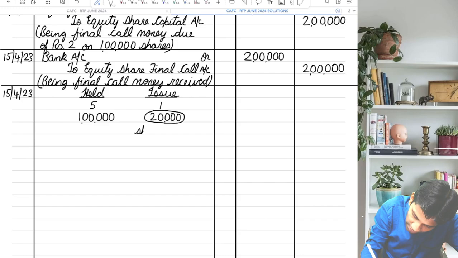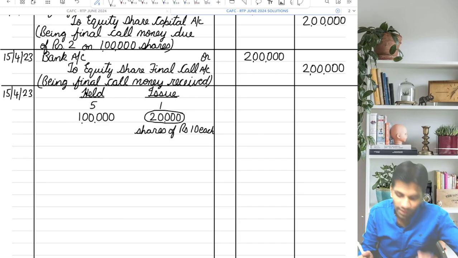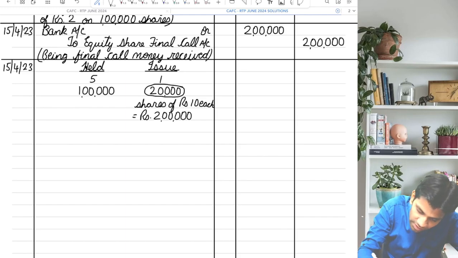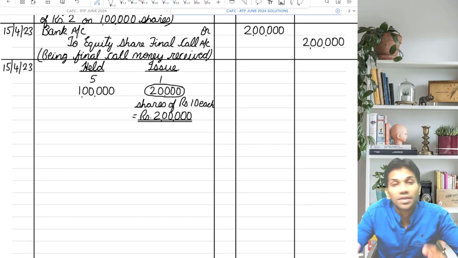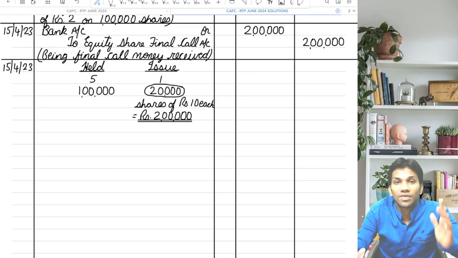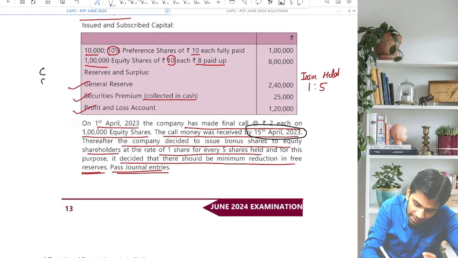I'll write here shares of rupees 10 each. Of rupees 10 each. Fine. So which comes to rupees 2 lakh. So now the company has to declare bonus shares amounting to rupees 2 lakh. Now, the Companies Act has declared one order in which the reserves will be utilized. It is CSCD. I'll repeat, CSCD.